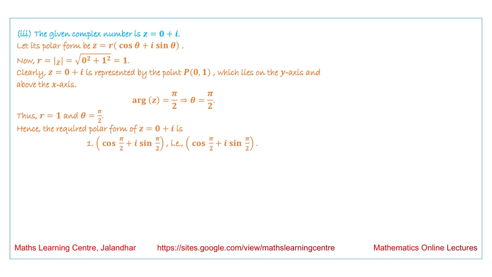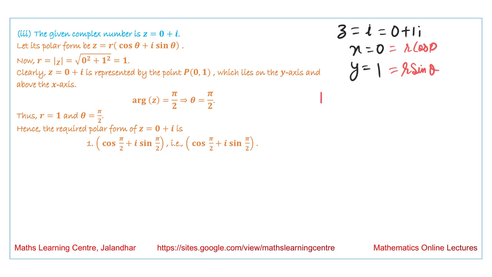Next is the number z is equal to iota. When we are writing z is equal to iota, we can write it as 0 plus 1 iota. So the value of x is 0, value of y is 1. We substitute x is equal to r cos theta. We substitute y is equal to r sin theta. So the value of 1 square plus 0 square is equal to r square. So this implies the value of r is 1. R is the distance, that is why we are taking only the positive value.